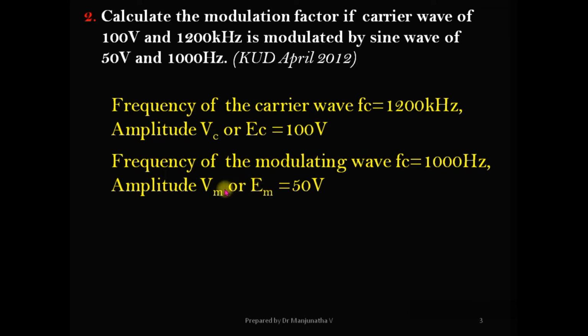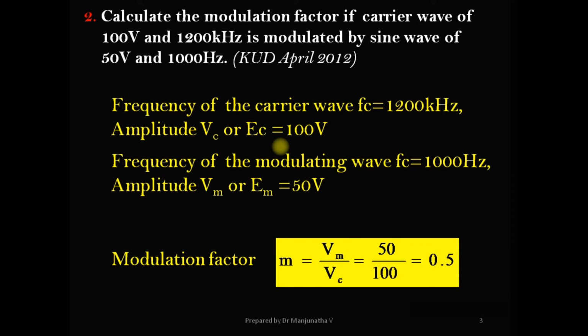This is the amplitude. We have written this one as Vm or Em for the modulating wave. So here we have taken Vc, meaning amplitude of the carrier wave, or EC. We can take in either way. Now the modulation factor is the amplitude of the modulating wave divided by the carrier wave, that is 50 by 100 equal to 0.5.